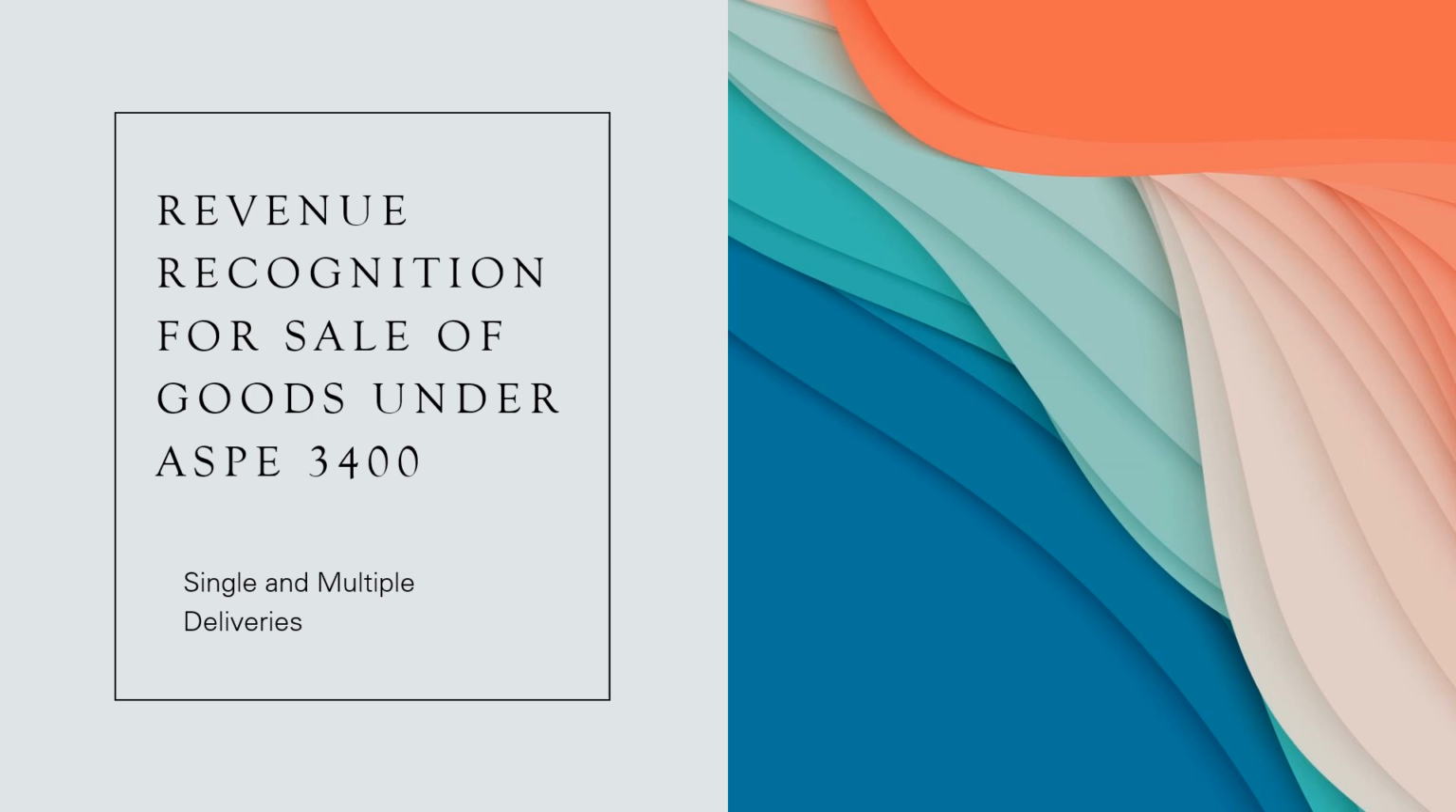Welcome to our in-depth session on revenue recognition for the sale of goods under ASPE 3400. We will go through the key criteria and work through some practical examples to reinforce our learning. Today, we'll explore how to properly apply the standard to both single and multiple deliveries, ensuring that you have a clear understanding of when and how to recognize revenue according to these guidelines.